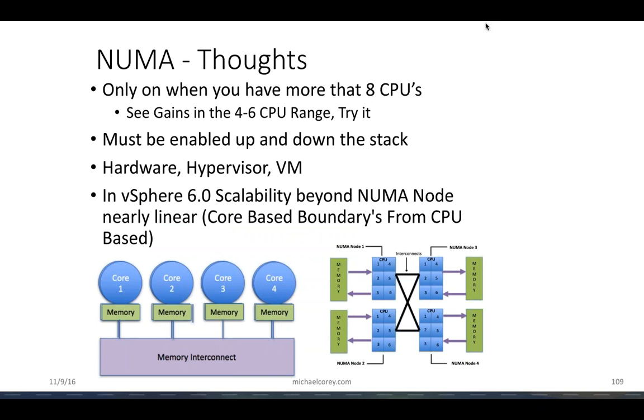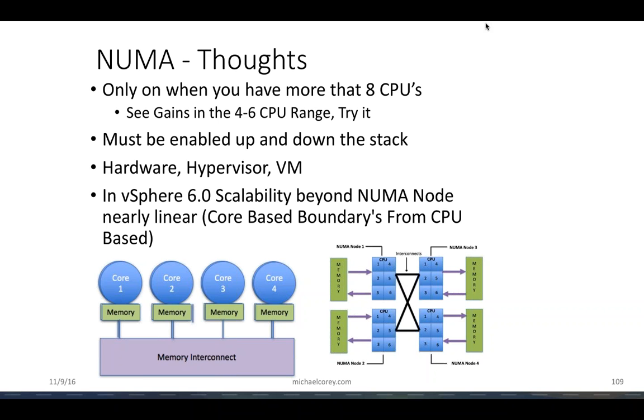NUMA thoughts. Couple of things I want to jump out at you. It only gets turned on when you have greater than 8 CPUs. Sometimes you get a benefit if you're in your 4 to 6 CPU. It's got to be enabled up and down the stack. The other thing is that your NUMA locality gets established when you first start the VM. It wakes up and it maps the NUMA topology.